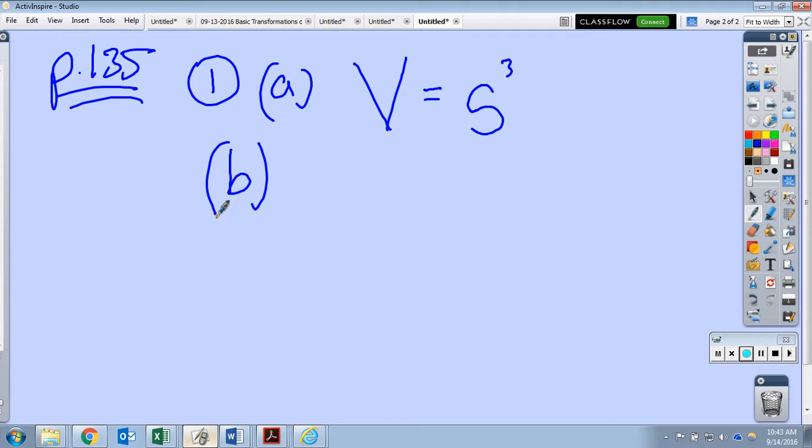Okay, any questions about this volume of a cube, S cubed? No. Right, we have a quick visual. One of these side lengths is up. Okay, so part B says, find the instantaneous rate of change of the volume with respect to a side S.